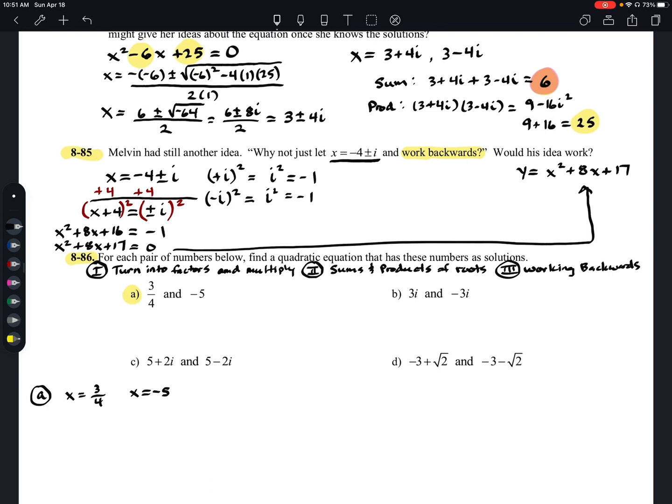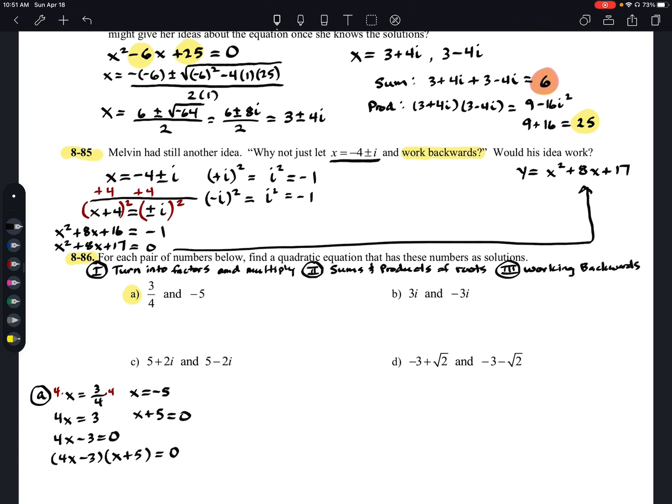If I want to get rid of the 4, I can multiply both sides of this equation by 4. And I now have 4x is equal to 3. And then I'll just subtract my 3 to set it equal to 0. 4x minus 3 equals 0. And the x equals -5 is easier, right? We just do x plus 5 is equal to 0. So we can take these and put these together and say we're going to get our function from 4x minus 3 times the quantity of x plus 5.